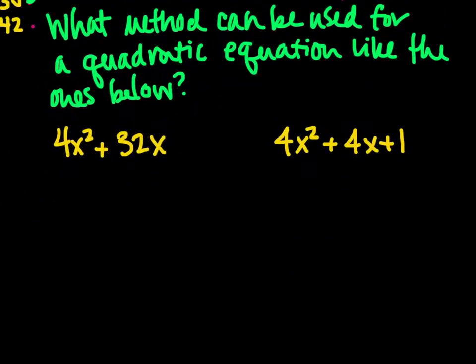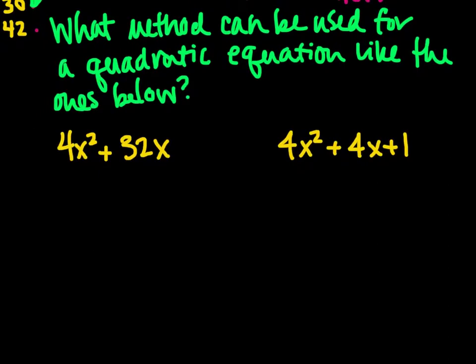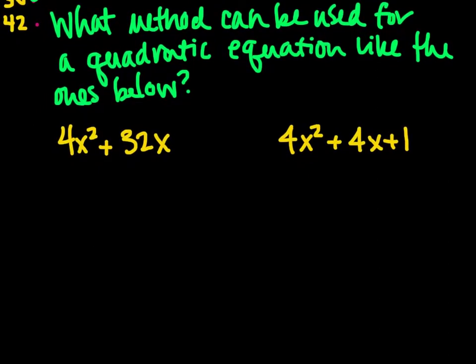So that's an interesting relationship. Let's use that method, or let's factor these two equations. That's the next part of this. What method can be used for a quadratic equation like the ones below? We have 4x squared plus 32x, and then 4x squared plus 4x plus 1. We need to factor these babies.